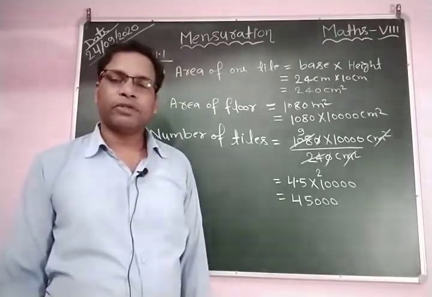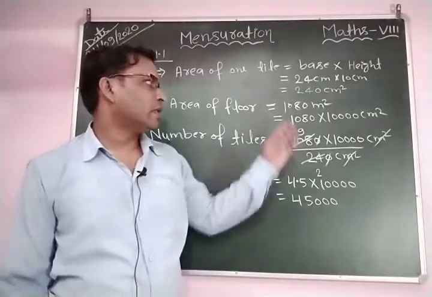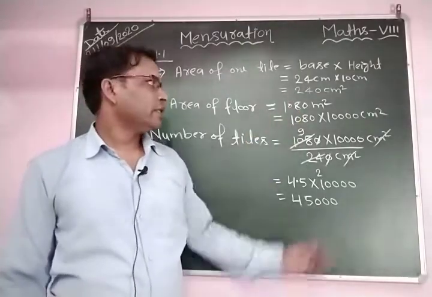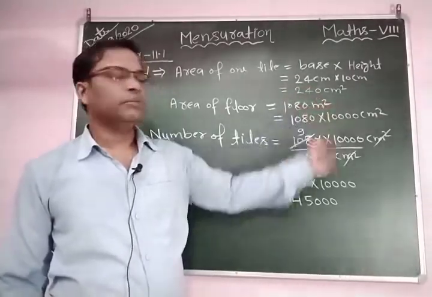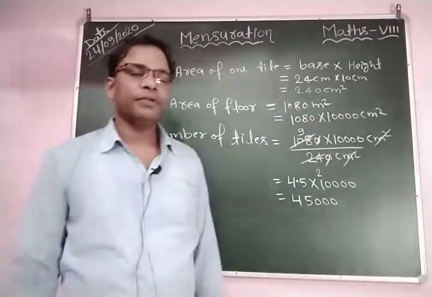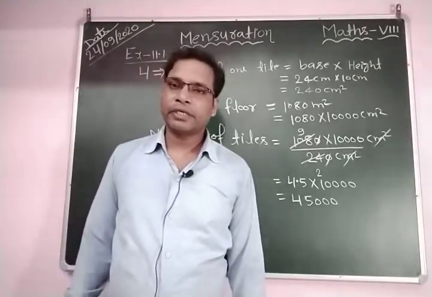This is the area of one tile. Also the area of the floor is given here, and this is equal to 1080 meter square. Here you can see this is the area of one tile in centimeter, but the area of the floor is in meter square. So we convert it to centimeter square. How do we convert it?